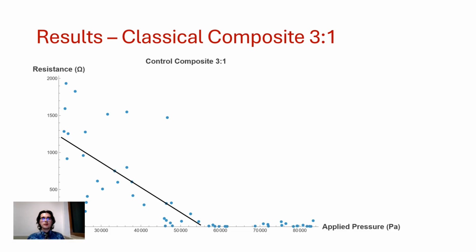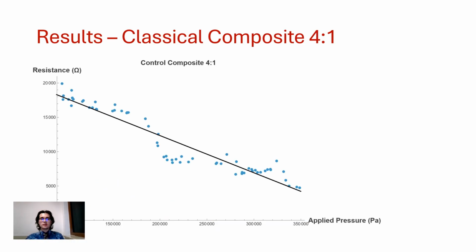As you can see, as the pressure is applied, there is a linear relationship between the resistance and the pressure, and after the percolation threshold, which is about 55,000 pascals, the resistance is relatively low with around a few ohms. Here are similar results for our 4 to 1 mass ratio classical composites. The result is linear as we expected.